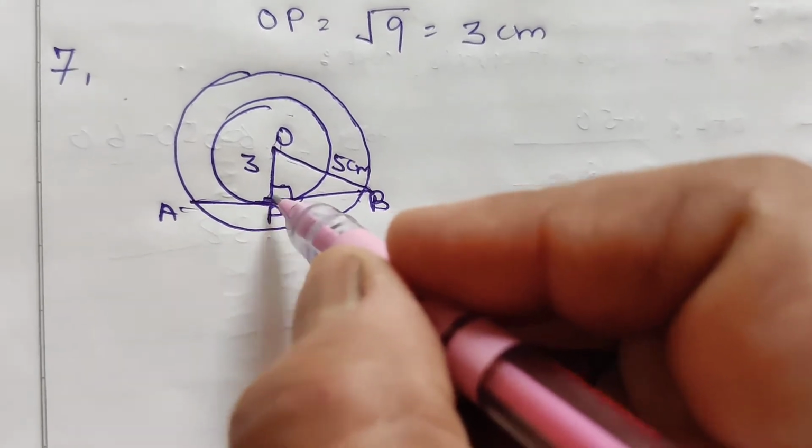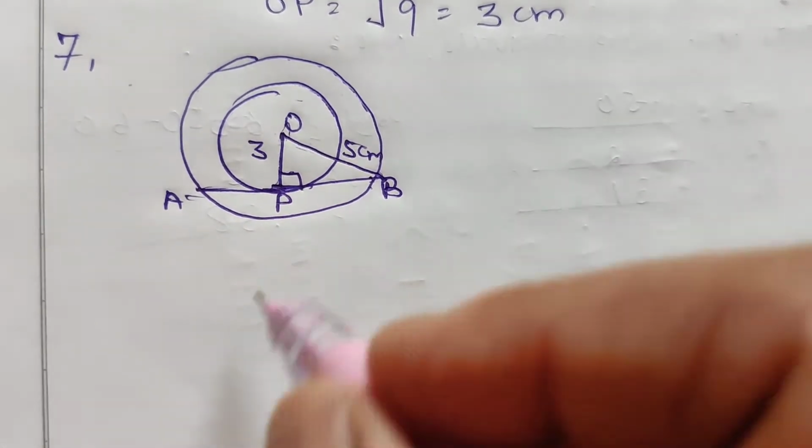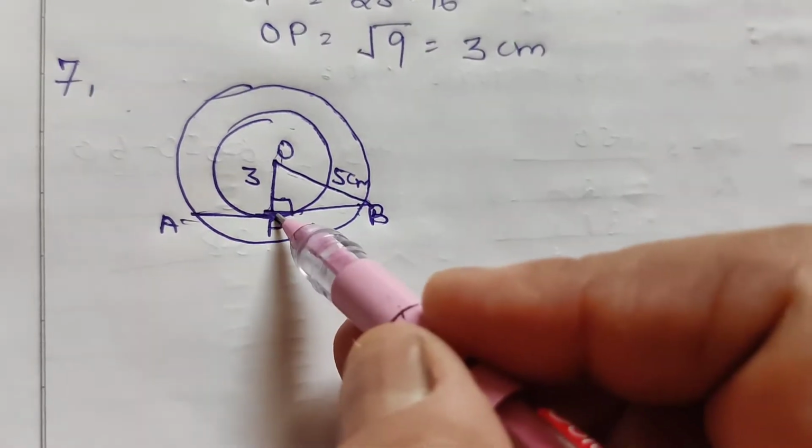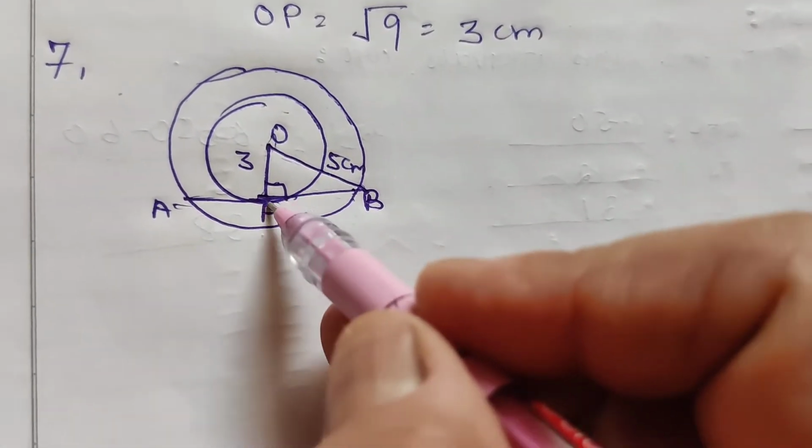A chord of the bigger circle touches the smaller circle.